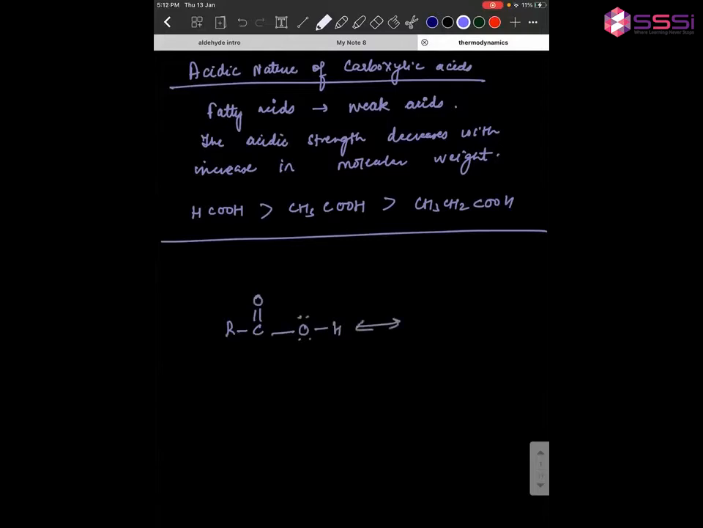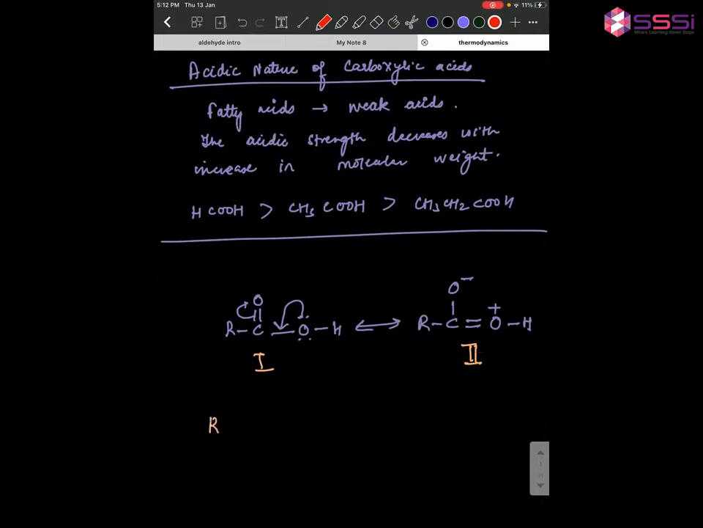Another resonating structure, if I tell you, we migrate the lone pair of electrons, and we get a negative charge on oxygen and a double bond with positive charge on the other oxygen. Due to resonance, the oxygen atom of this OH group acquires the positive charge in this structure too. Therefore the electron pair of the OH bond is attracted by the oxygen atom. So the OH bond weakens and breaks, giving the proton and the carboxylate ion.